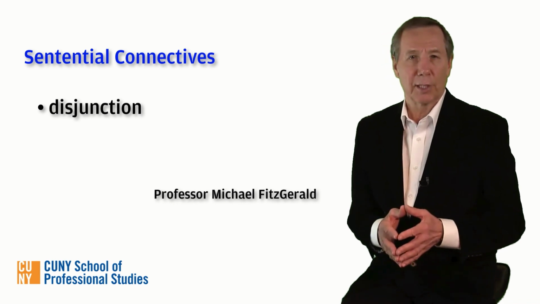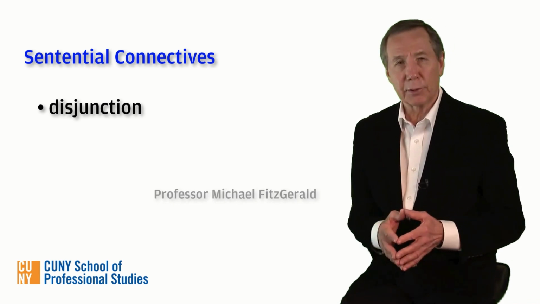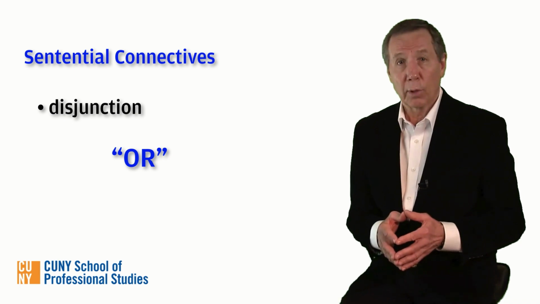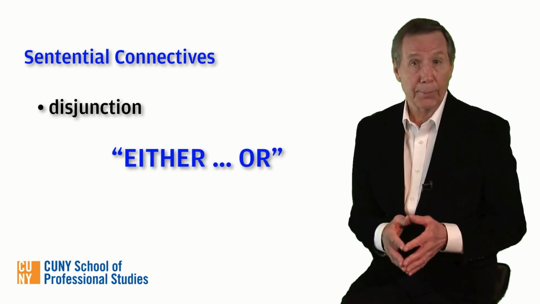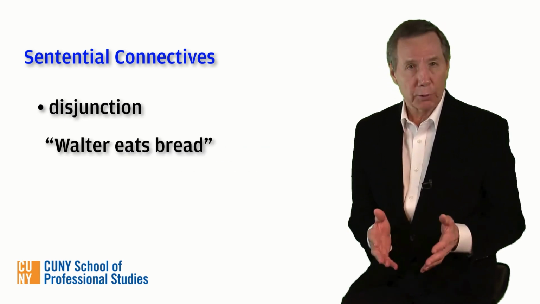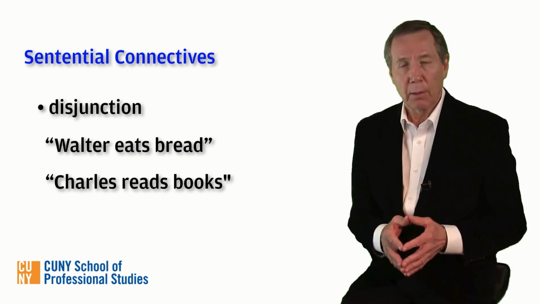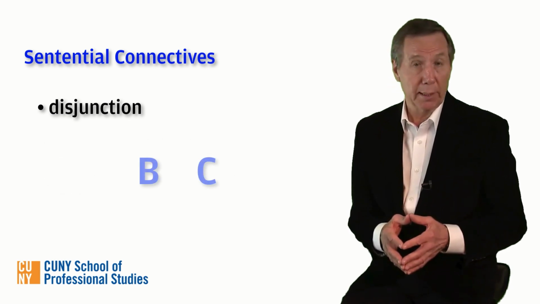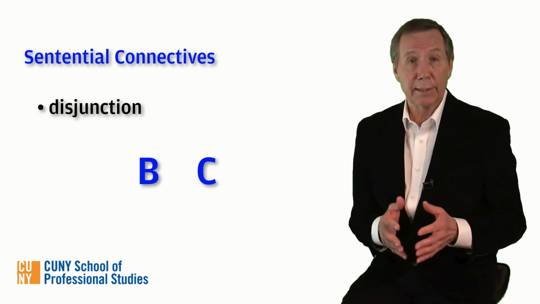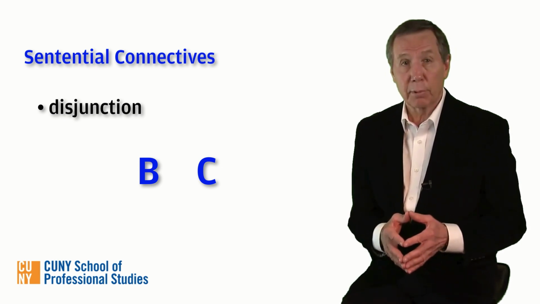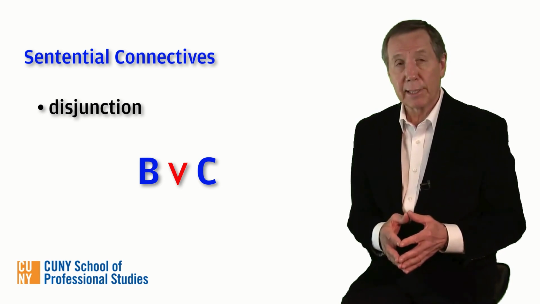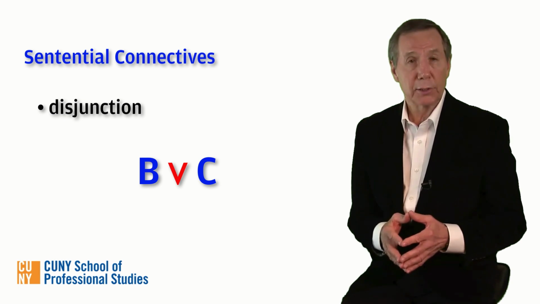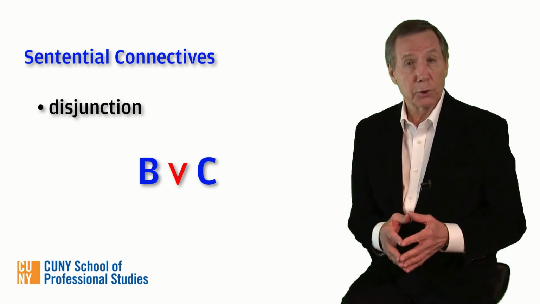Now let's take a look at disjunction. When we disjoin two atomic sentences, we bring them together with the word "or" or one of several words that have the same force, such as "unless" and "either...or." Suppose we wanted to disjoin "Walter eats bread" with "Charles reads books." We've already symbolized these two atomic sentences with B and C, respectively. So if we want to disjoin them, we simply insert the symbol for disjunction, the wedge or V, between the two disjuncts, and we get B wedge C, which we can read as "either Walter eats bread or Charles reads books."